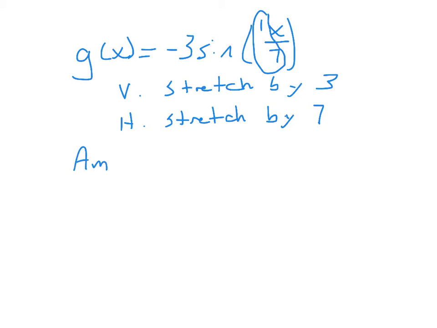So when I go to do the amplitude of this, the amplitude is simply whatever my vertical stretch or shrink is. So the amplitude is 3. To find the period, I'm going to take my normal period of 2 pi over 1, but I am going to multiply that by 7 over 1, whatever my horizontal stretch or shrink is, giving me a period of this function of 14 pi.